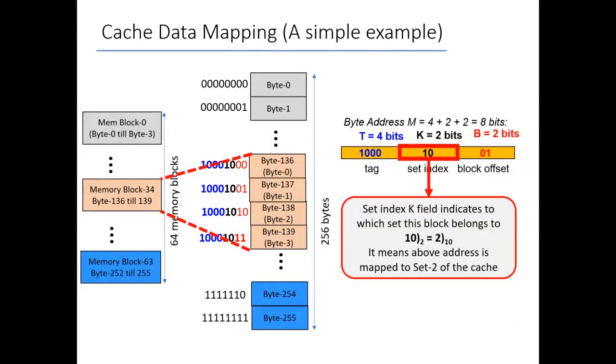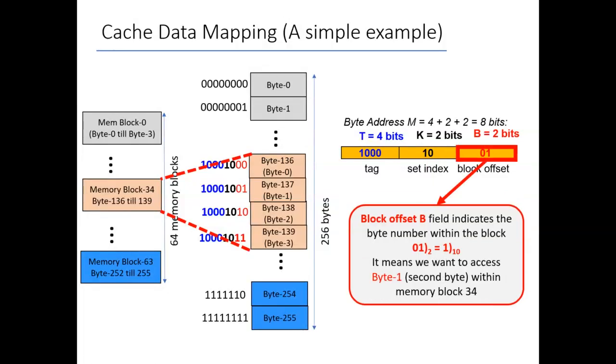Now can you see here, the set index field indicates to which set it belongs. The set index is 10. If we convert this into decimal, it is 2. It means it belongs to set number 2. And the block offset field indicates which byte number within the block. So byte 136 is byte 0, and byte 137 is byte number 1. It means that we are accessing the second byte of this main memory block.